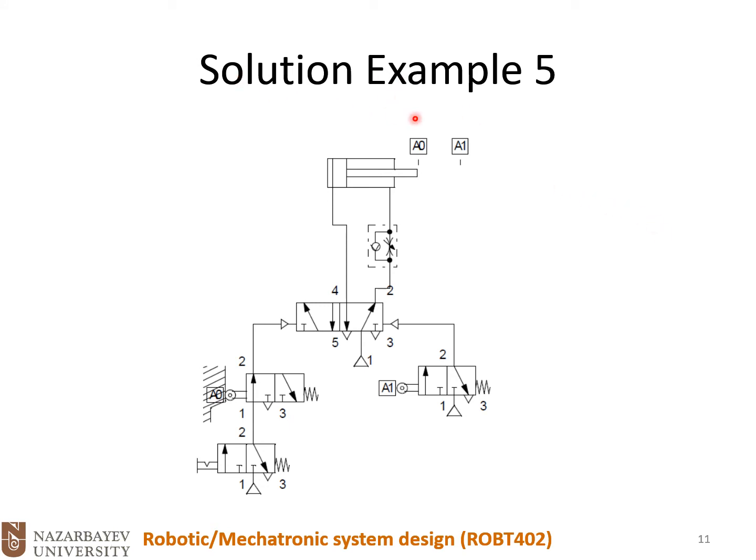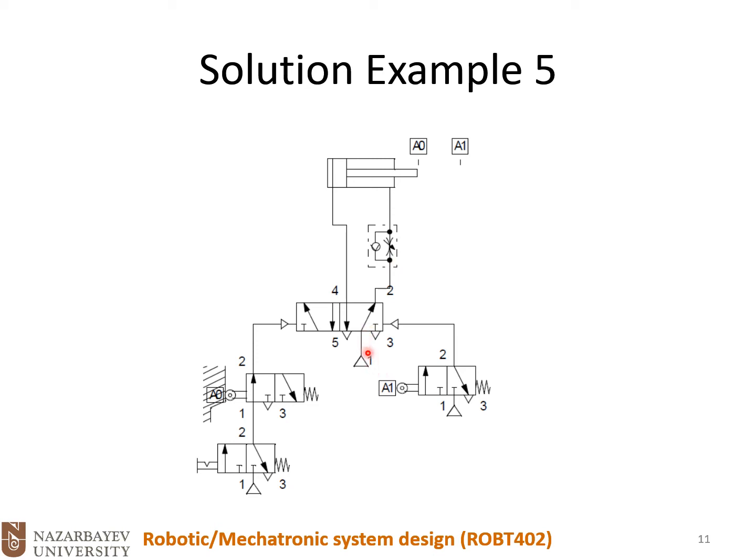Okay, this is the solution of example 5, and we have the indirect control. We have these two control valves or secondary valves, and this is our check valve here. You see that we are satisfying the requirements in the example. So let's see what happens here.